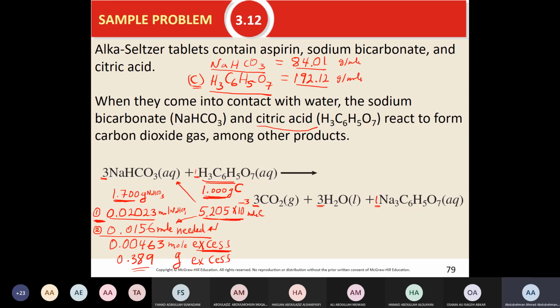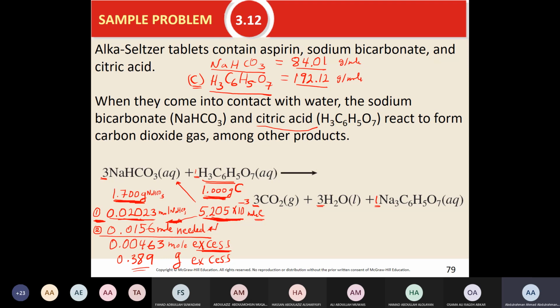Did you understand it? Yes. Because, see, that's what I have in the lab: 1.7. I change it to mole. And then I change also this 1 gram into mole. I know this amount, which is 5.2405 of citric acid times 10 to the power minus 3, need only 0.0156. From where did I get this number?